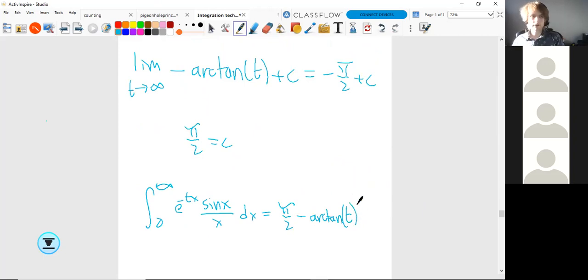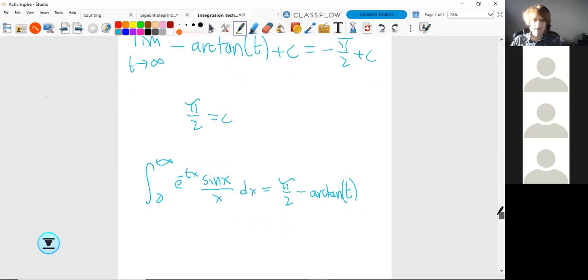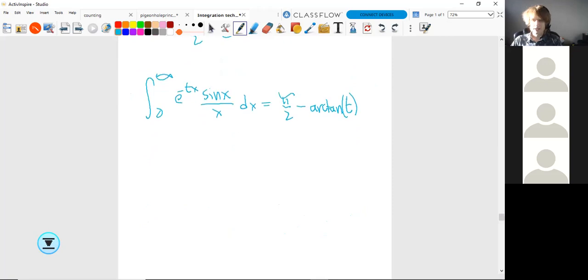So yeah, we never found an antiderivative for e to the minus tx times sine x over x. But oftentimes in mathematics, you want to be kind of sneaky enough to not do that.